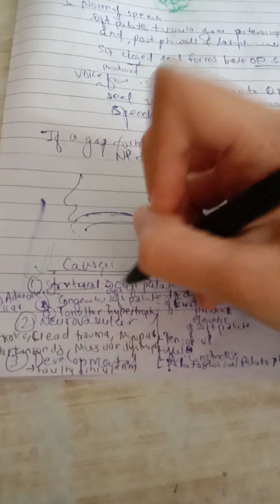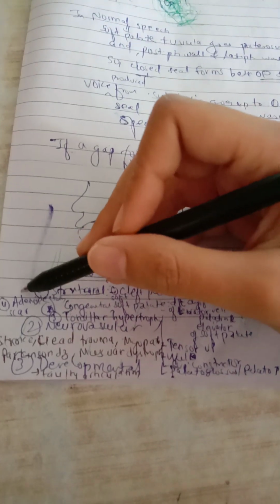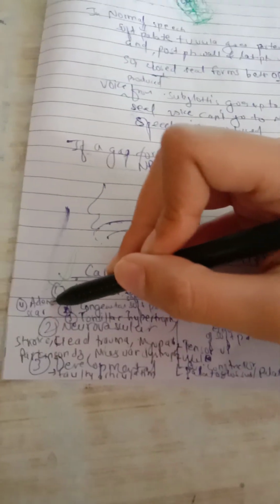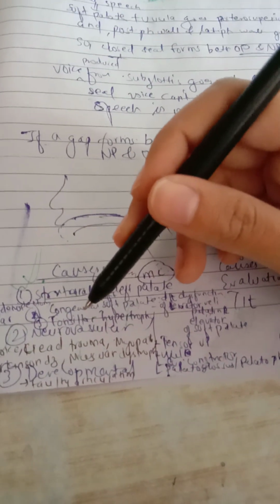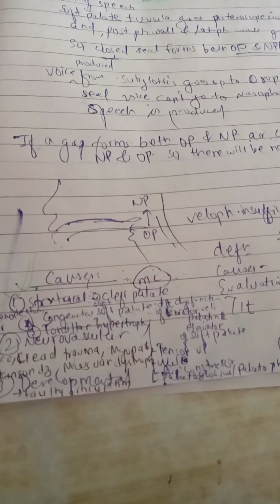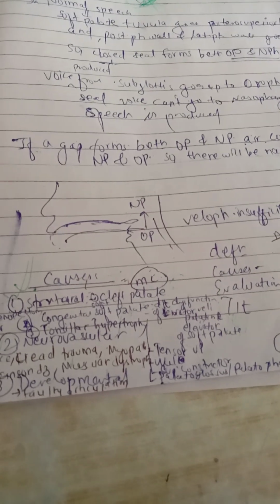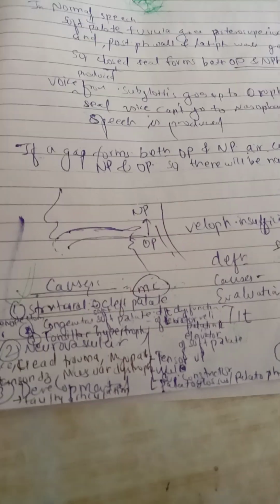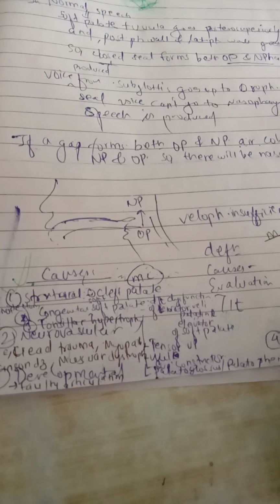Okay, now talking about the causes of velopharyngeal insufficiency. The first one is structural causes, which include cleft palate, which is the most common one. Second, there is adenoidectomy scar, which is the second most common cause. Then there are causes like congenital soft palate, which is due to dysfunction of muscles like levator veli palatini, which is the elevator of the soft palate, tensor veli palatini, musculus uvulae, superior constrictor, palatoglossus and palatopharyngeus.